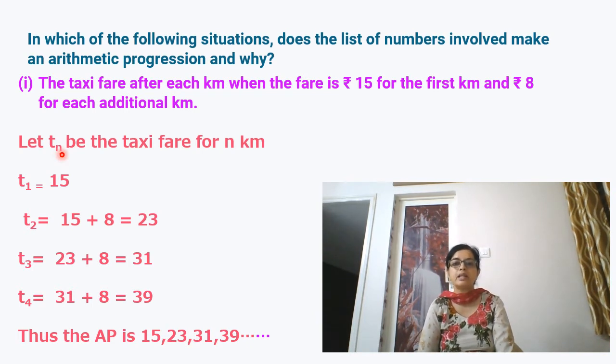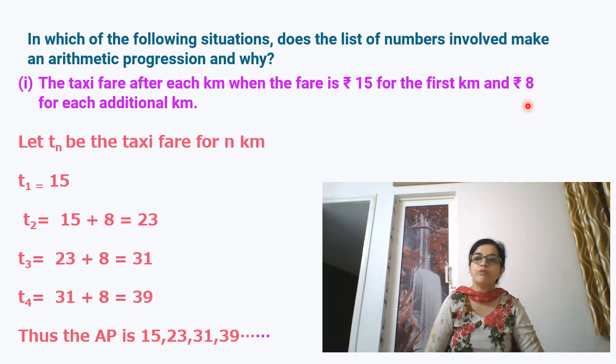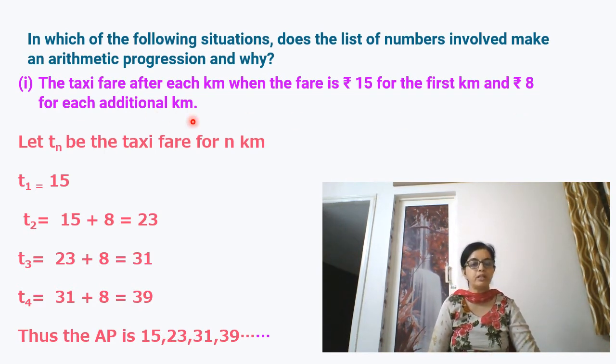Let us take Tn to be the taxi fare for n kilometers. It means all the terms we denote by Tn. We will change the number n. If it is the first number, then we'll write T1. If it is the second number in the sequence, like if the position of the number is 2, then we'll write T2 and so on. So let us talk of the first term T1. Here it is already mentioned that the taxi fare for the first kilometer is rupees 15. Hence, we will write T1 is equal to 15.